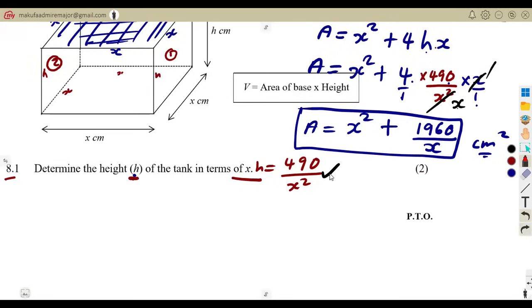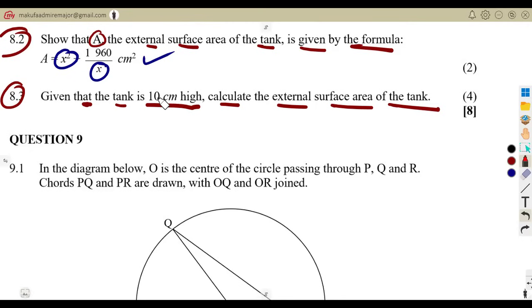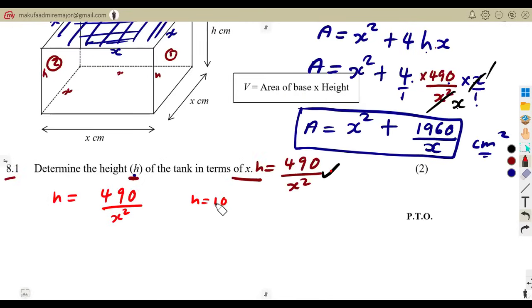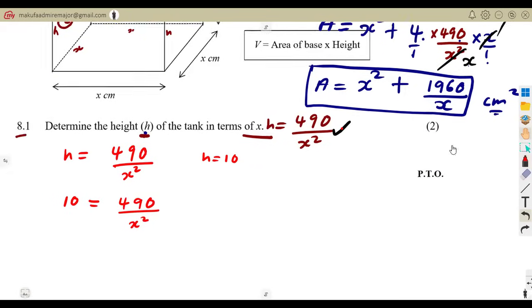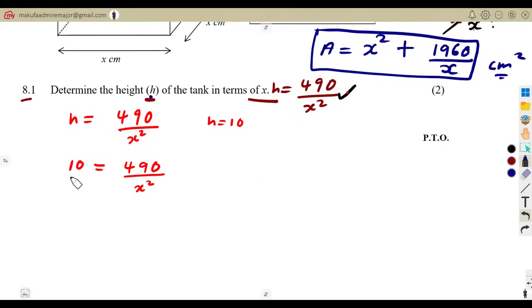From where? Remember, there's a relationship that we wrote about the height here in 8.1. We said h is equal to 490 over x squared. And we are told that the height is 10. So if this height is 10, find the value of x, substitute in place of h. So that means 10 is equal to 490 over x squared. We need to find the value of x from there if our h is 10.